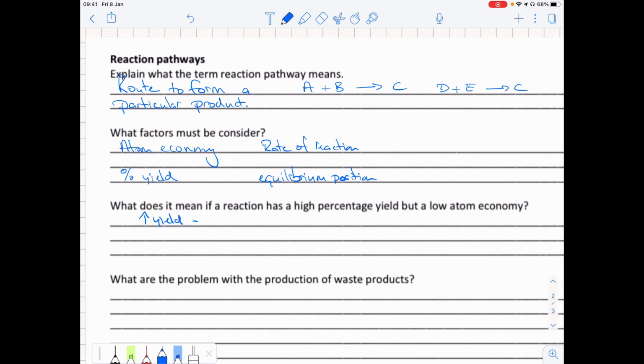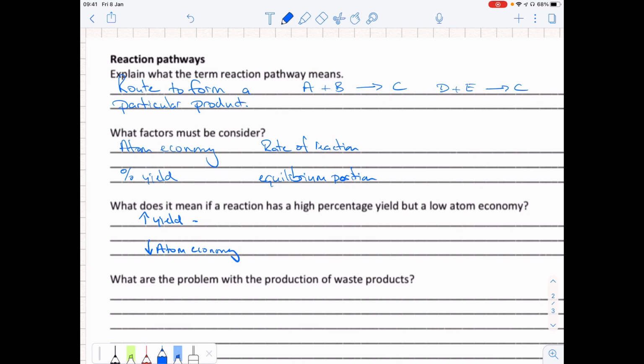A low atom economy means that the sum of the chemical that we're starting with ended up not in a useful product, not in a desired product, and therefore is being wasted. So that wouldn't necessarily be the most favorable option you would take if you were making a decision about a reaction pathway.